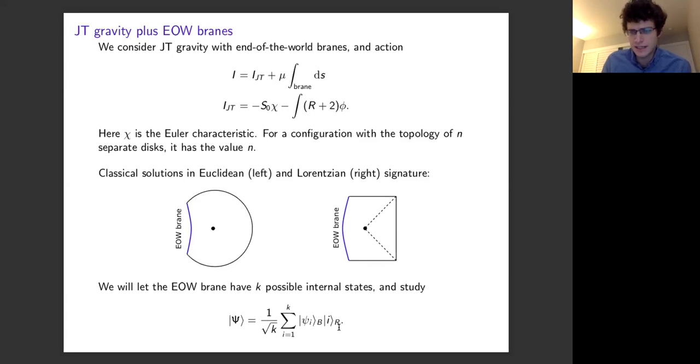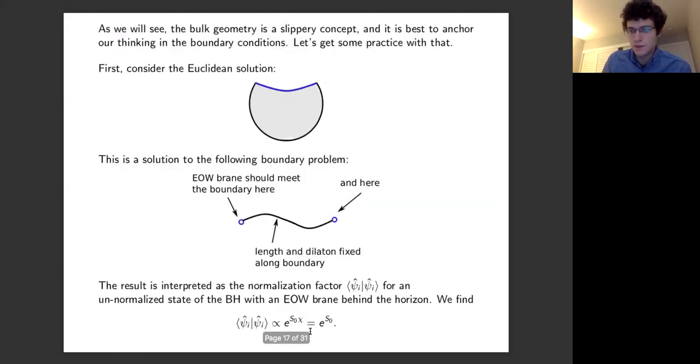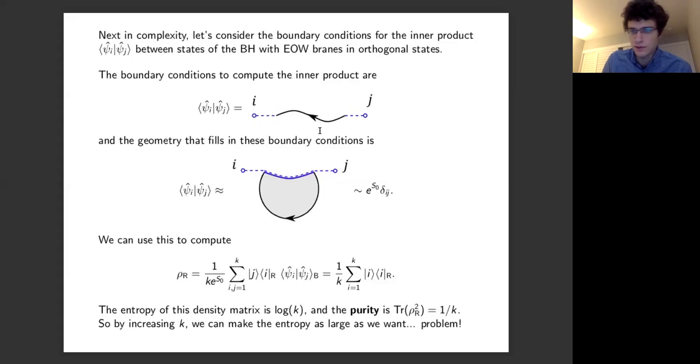Let me try to clarify. In this state here, the states I in the system R are exactly honest orthogonal states. That's just some basis that we've picked of the radiation system. The states psi I, a priori, we don't know if they're orthogonal or not. Our definition of them is that they're a state of the black hole where we have an end of the world brane of type I. And then we do a short computation. We label our end of the world branes by an orthogonal basis of end of the world brane states, and we find that that means these states are also orthogonal.